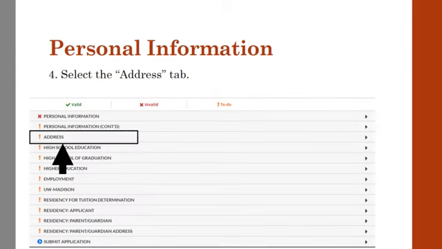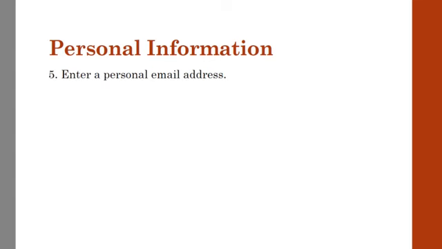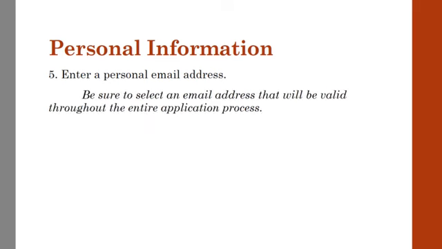Next, we will enter permanent address information by clicking the Address tab. You'll be asked to enter a personal email address. Make sure you select an email address that will be valid throughout the entire process. Keep in mind if you're using your institution's email address and you'll be graduating, that your email address may no longer be valid.